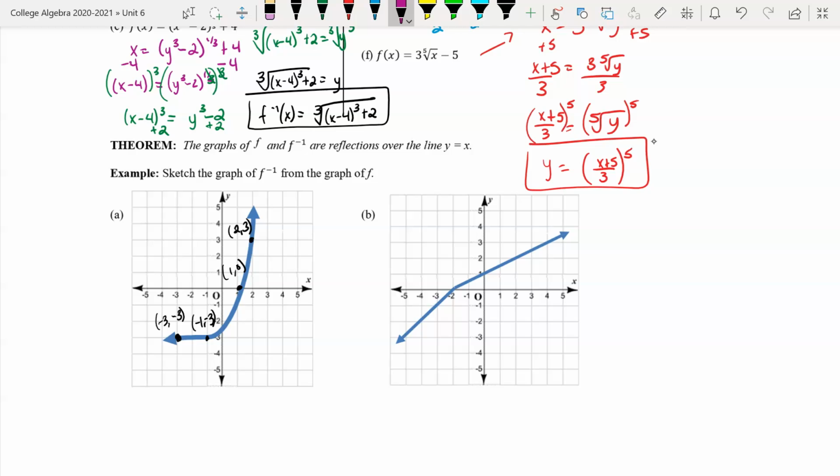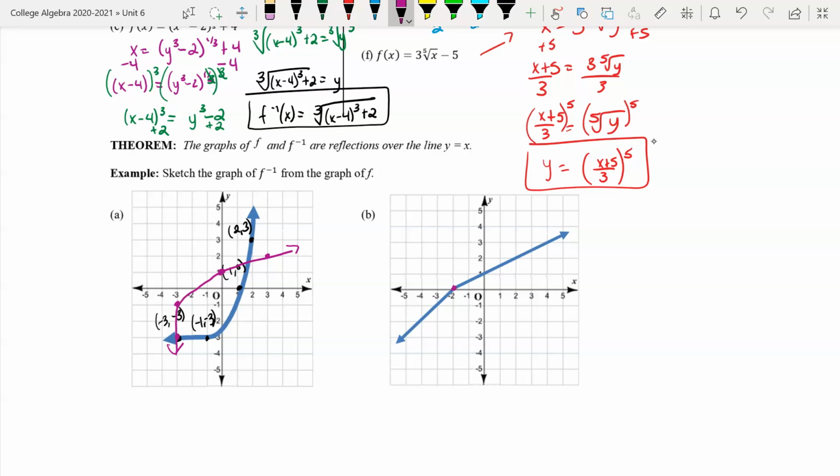So this is going to become 3, 2, which is going to go there. This is going to become 0, 1, which is going to go there. This is going to become -3, -1, which is going to go here. And then the last one's going to be -3, -3 still, which is going to go there. So if I graph it, the inverse looks something like that.